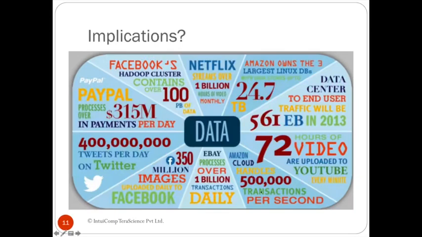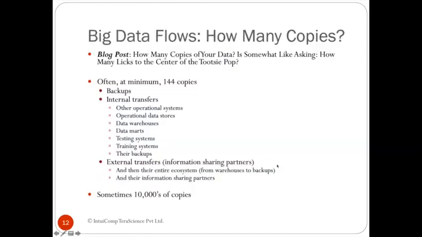Amazon cloud handles 105 lakh transactions per second. eBay processes over 1 million transactions daily. On Facebook, 3 million images are uploaded daily. Next are tweets per day on Twitter. We can see how many there are, and it will reach the billions very soon. PayPal processes over $315 million in payments per day. So these are the implications of the data.